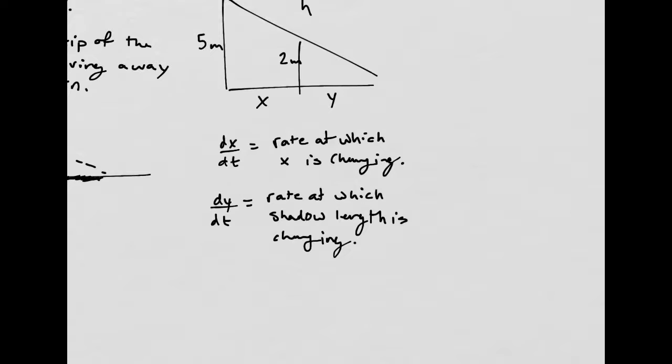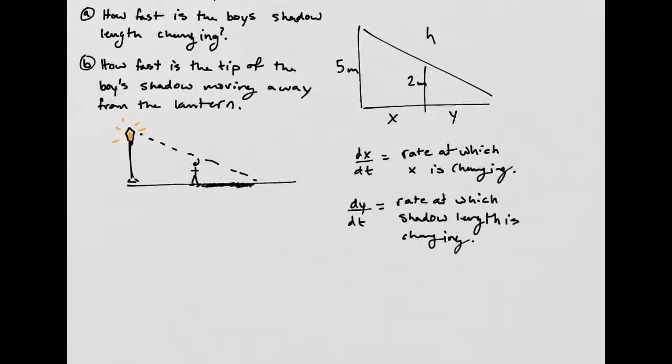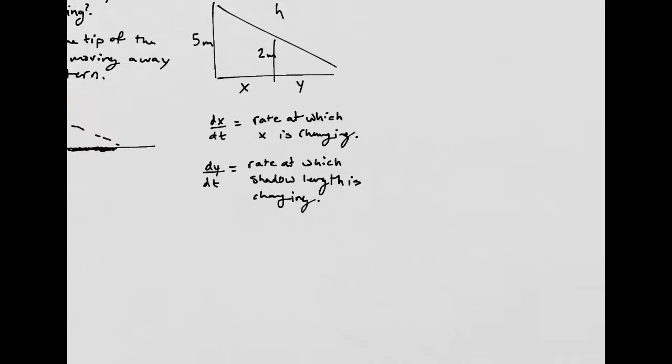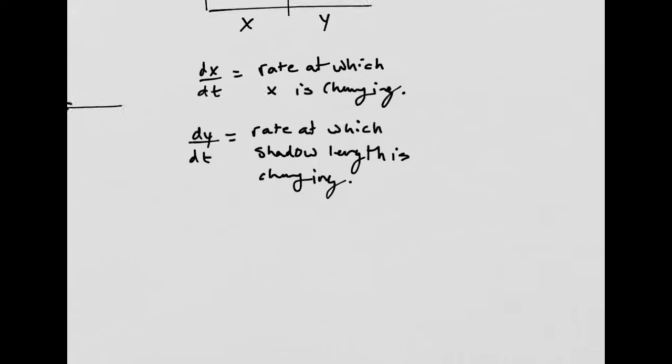What else? dh, that's I guess the distance between the actual light and the tip of the shadow. That's not what it's asking. From the lantern, I would consider that bottom part the distance from the tip of the shadow to the lantern. I'm not going to say the hypotenuse. We could find that, but I'm not going to do that. So, what do we have?